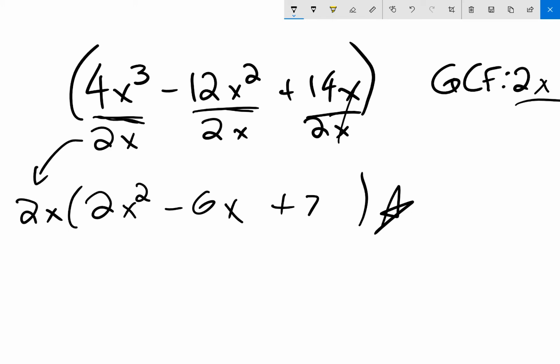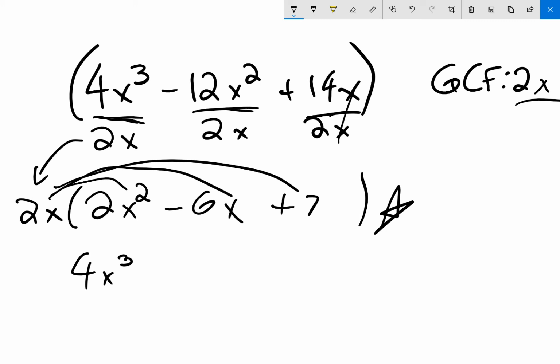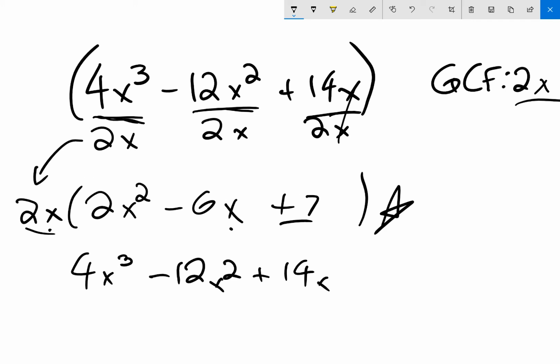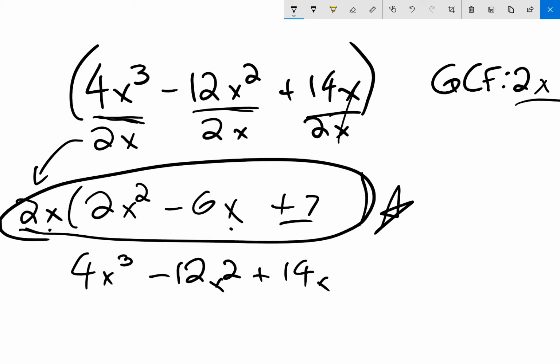So like I said, if you want to check to make sure that it was done right, you should be able to distribute this back into your polynomial and get what you started with. So 2x times 2x squared would be 4x to the third. 2 times negative 6 would be negative 12, and x makes that x squared. And 2x times 7, 2 times 7 is 14, and then it brings that x as well. So you did get what you started with, but as far as final answers go, this is our final answer, right? But yeah, it's nice to check sometimes.